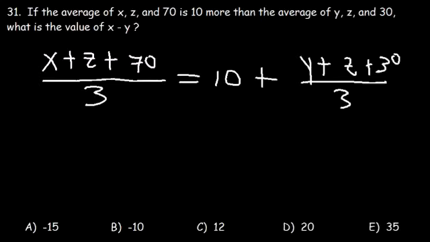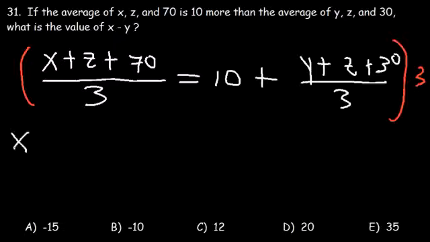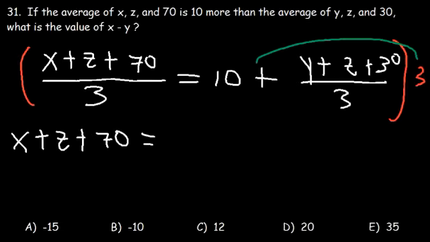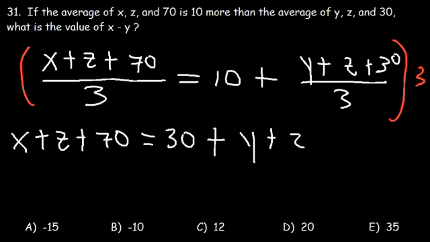So let's multiply everything by 3 to get rid of the fractions. The fraction on the left times 3, the 3's will cancel, and so we're going to get x plus z plus 70 left over. And then we're going to multiply the 3 by 10, and so that's going to equal 30. And then the 3 times this fraction, the 3's will cancel, and so that will equal y plus z plus 30.